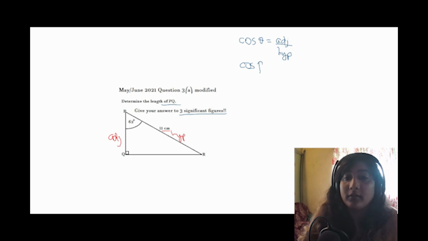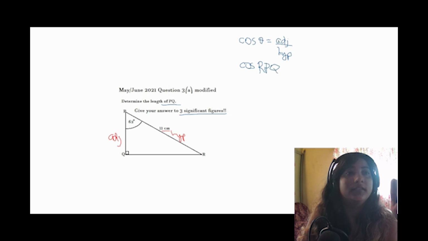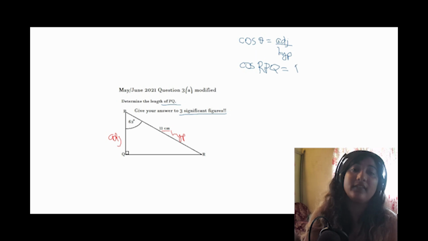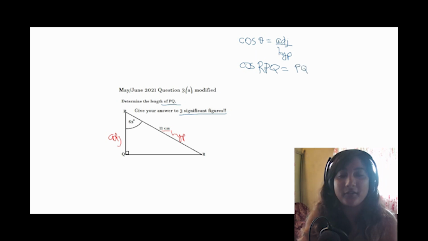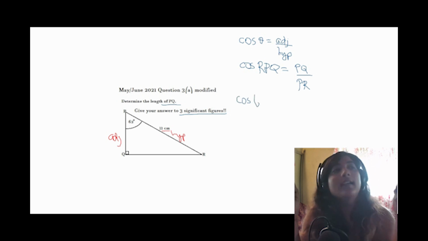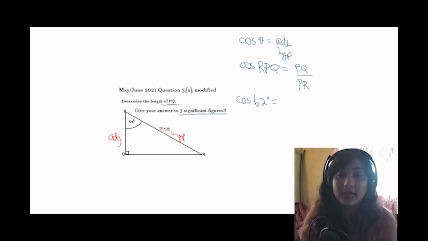Now let's replace it with the notation. From our question, theta is the angle formed between R, P, Q. Once we have the notation down, why don't we substitute our values? We'll replace the angle's magnitude where we have R, P, Q. This gives us cos 62 degrees. This is equal to PQ because we still need to find PQ. We don't know the length of it as yet, over the length of our hypotenuse, 11 centimeters.